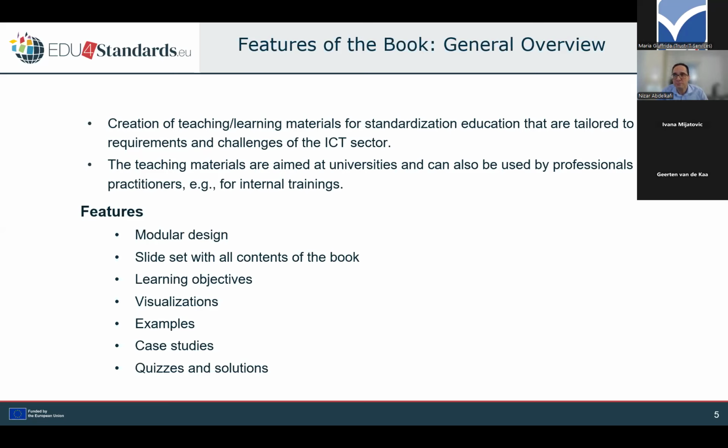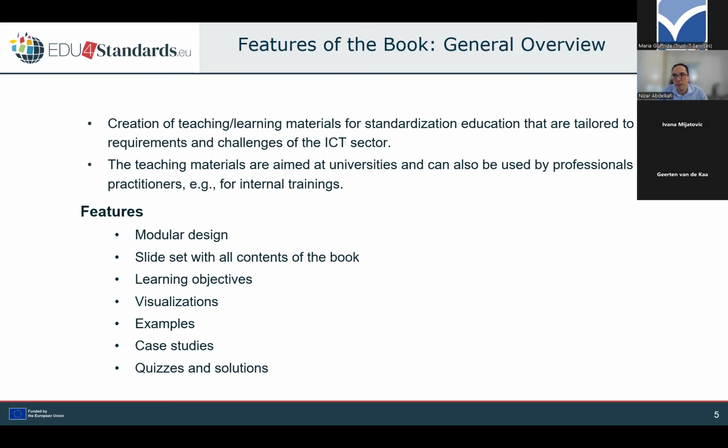Another thing which is important, and I saw a question in the chat before: the teaching materials are aimed at universities, but they can also be used by professionals. So there will be no issue adapting the textbook or using it for internal trainings, and also, why not, for vocational education. So this is important. Now, the features of the book, and I will detail them one by one: the modular design.